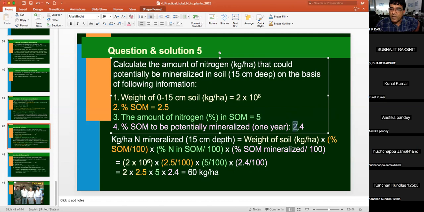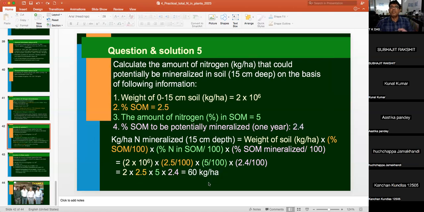Instead of 2%, you are given 2.4%. Now you can put all the 4 things into the formula and get the answer. So kg per hectare nitrogen mineralized at 15 centimeter depth is equal to weight of soil into percentage soil organic matter into percentage nitrogen in soil organic matter into percentage soil organic matter mineralized. So you put these values and you get 60 kg per hectare.